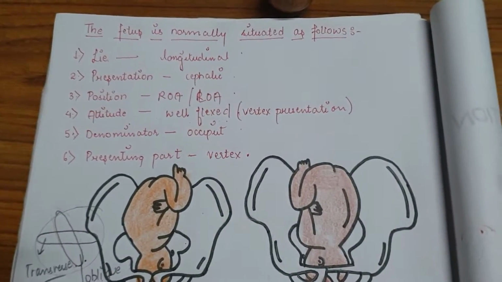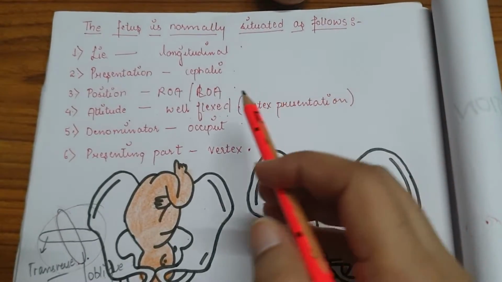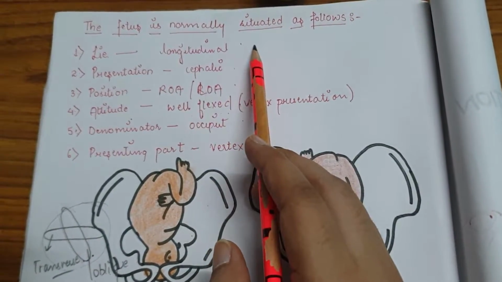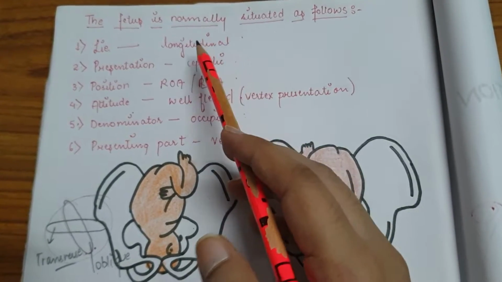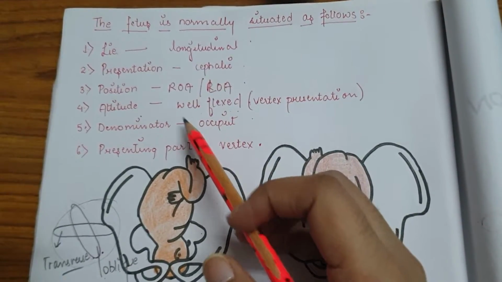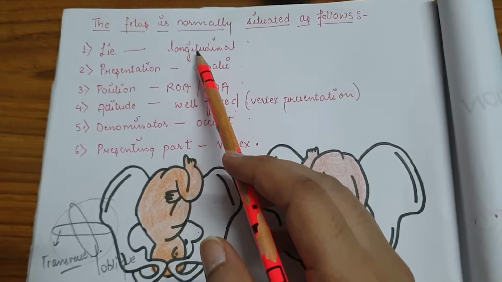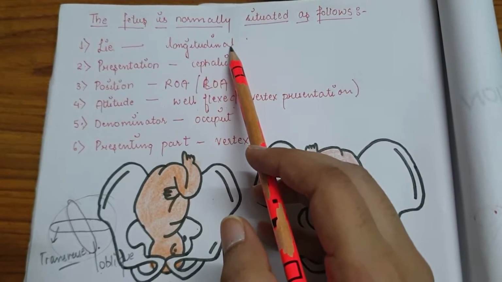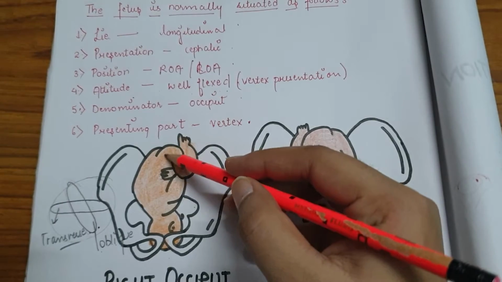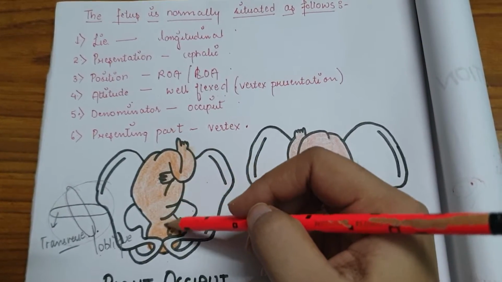So after the definition of mechanism of labor, now I'm going to discuss how the fetus is normally situated inside the uterine cavity. There are 6 points under this. Its lie, that is, the normal lie of the fetus is longitudinal. You can see in the diagram, this is the normal lie of the fetus, that is longitudinal.